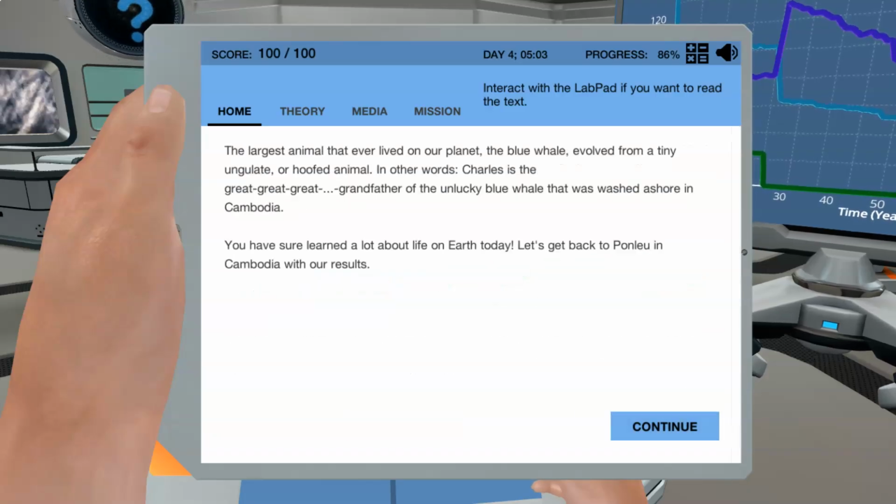The largest animal that ever lived on our planet, the blue whale, evolved from a tiny ungulate, or hoofed animal. In other words, Charles is the great-great-great-grandfather of the unlucky blue whale that was washed ashore in Cambodia. You have sure learned a lot about life on Earth today. Let's get back to Ponlu in Cambodia with our results.